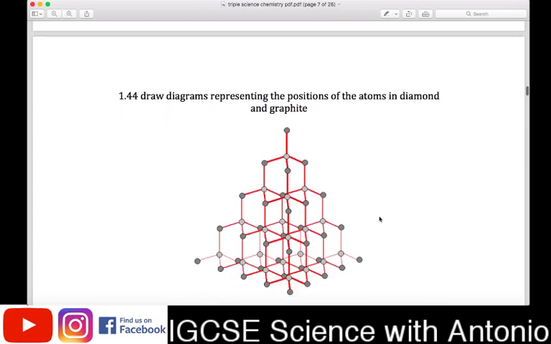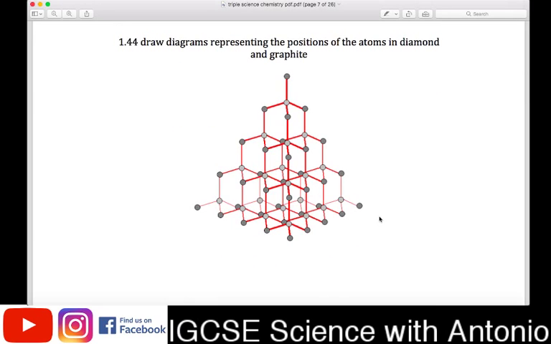Okay, moving on. You also have to know how to draw diagrams which show the arrangement of the atoms in diamond and graphite. Alright, so here's a diamond, okay? Inside is carbon, and carbon is in group 4, so it can form 4 covalent bonds right there.